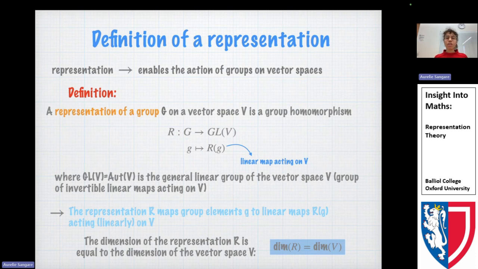And once you have a representation, you can associate to that representation a number which we call the dimension of the representation. And the dimension of the representation, we set it to be equal to the dimension of the vector space V. Now, the dimension of a vector space V is a number, and I'm just going to consider finite dimensional vector spaces. Some vector spaces are infinite dimensional, meaning that their dimension is infinite, but I'm just going to consider finite dimensional vector spaces, the vector spaces that have a finite dimension.